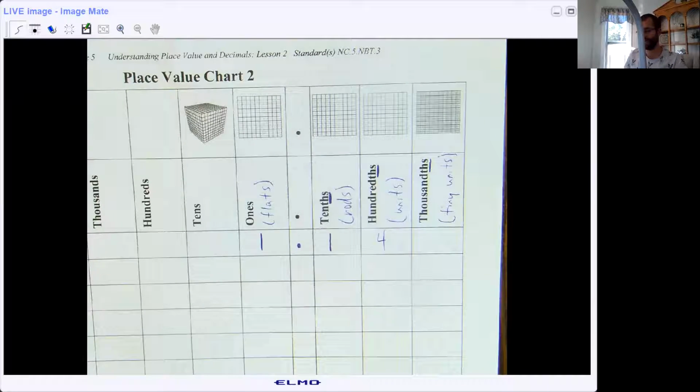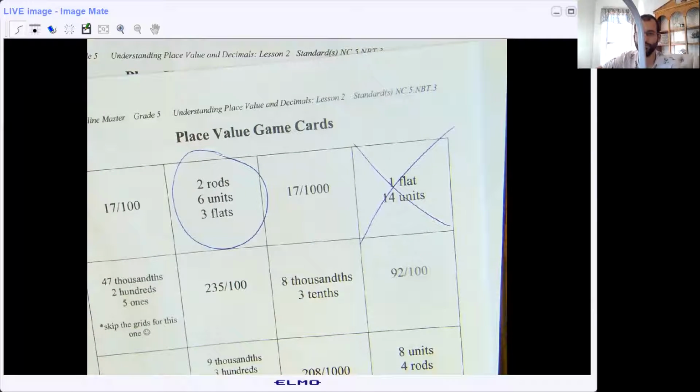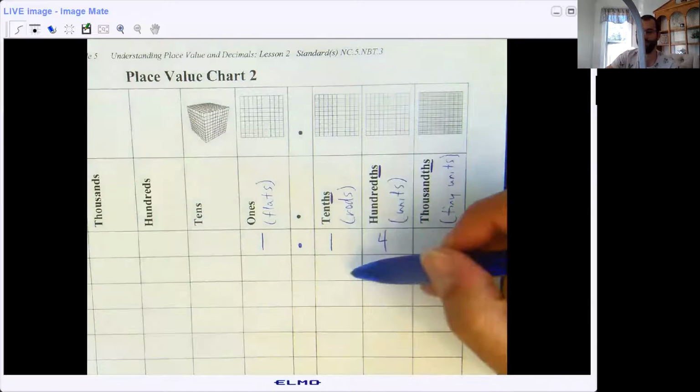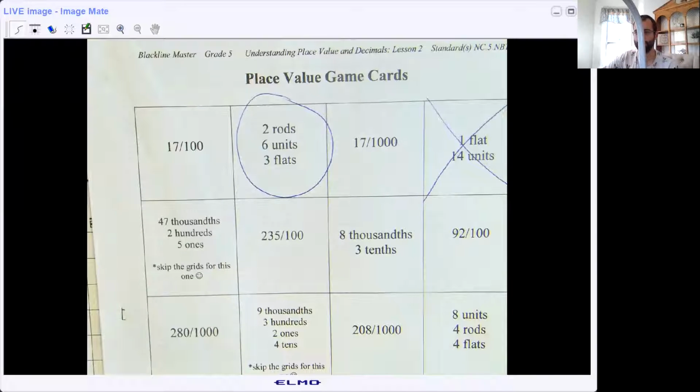All right, so what you're going to do now is I want you to do an easier one to start with. You and your teacher are going to work on this one right here: 2 rods, 6 units, and 3 flats. Make sure you put them in the right places. And then you're going to do all 3 steps. You're going to do it with your base 10, you're going to do place value, and you're going to tell me how to say it in word form. Then your teacher is going to give you instructions on the next thing you're going to do to get at least 5 more of these down on your paper. Okay? All right, go ahead.